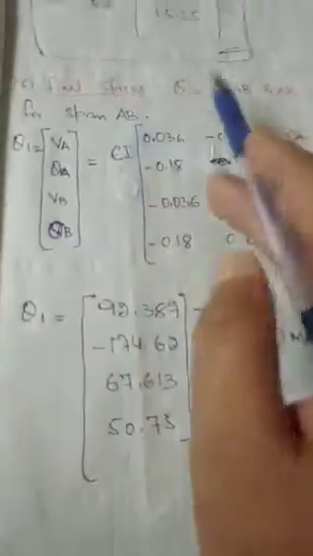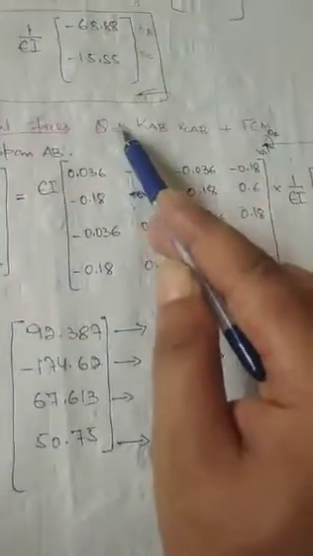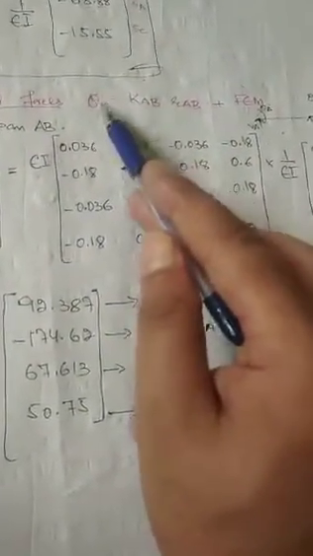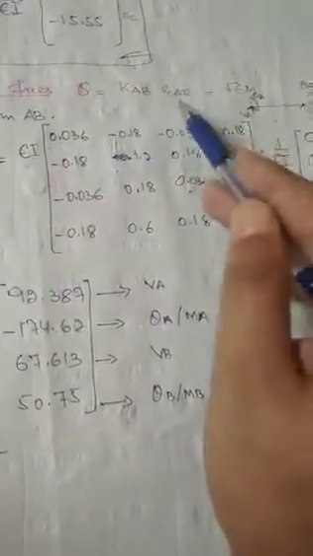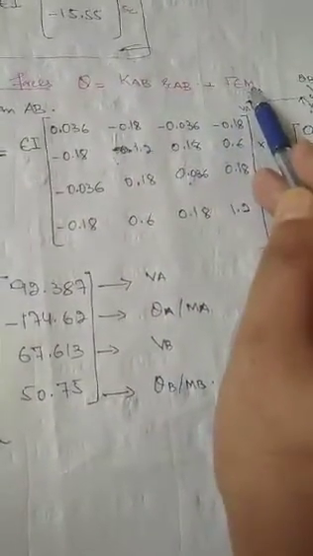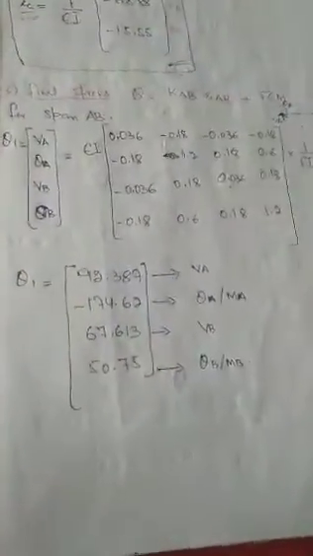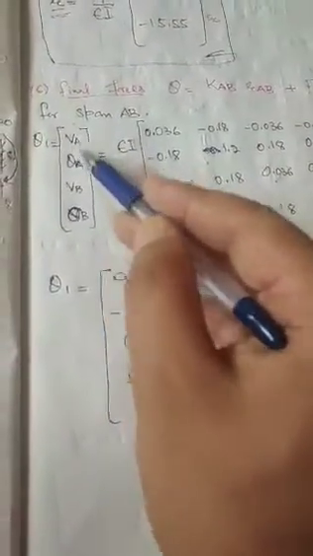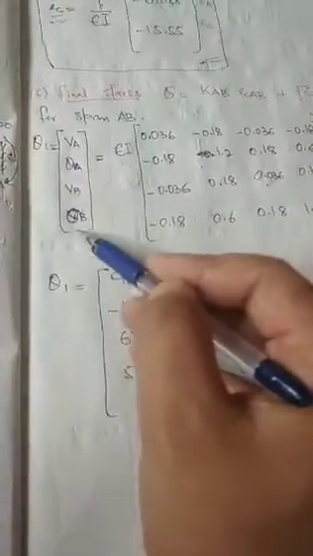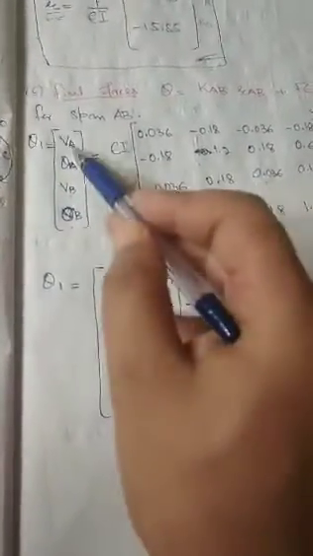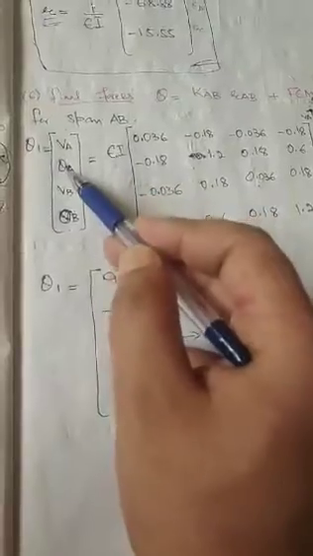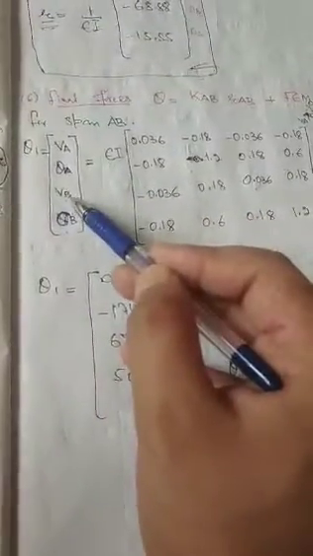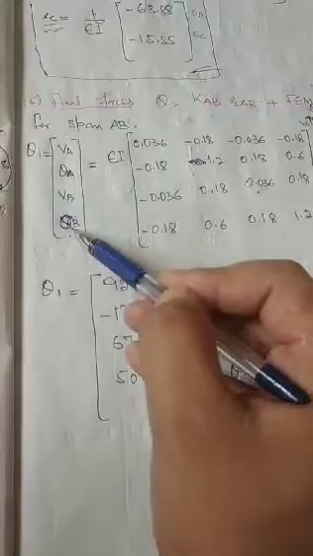Now the final moments. Here we will calculate Q equals KAB RAB plus fixed end moment. So we will take separate beams, then we will calculate the reactions and the moments. So here Q will be equal to VA, QA, VB, QB: reaction at point A, moment at point A, reaction at point B, moment at point B.